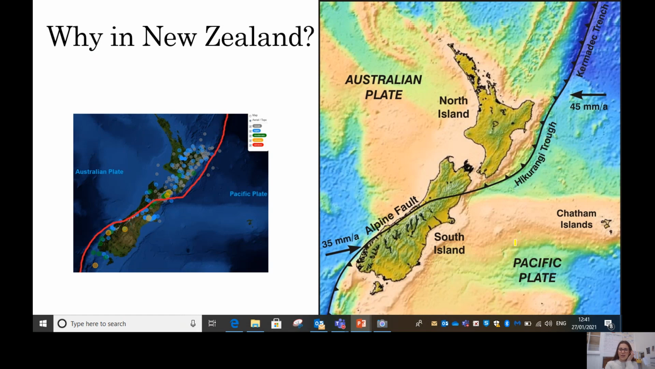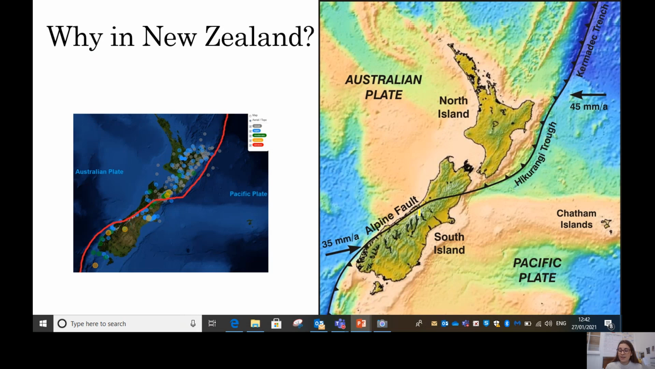So why did the earthquake happen in New Zealand? New Zealand lies on the plate boundary of the Australian and Pacific tectonic plates. The Alpine Fault that you can see here is a transform plate boundary, and it's called Alpine because this is where earthquakes have managed to create some mountains.